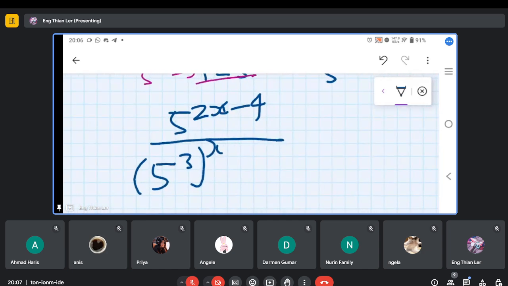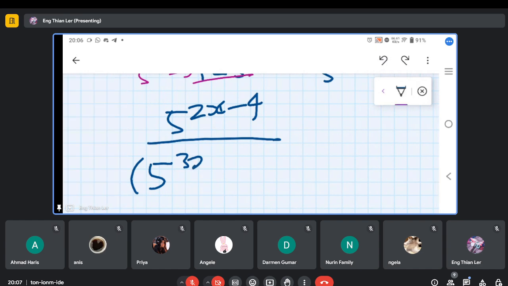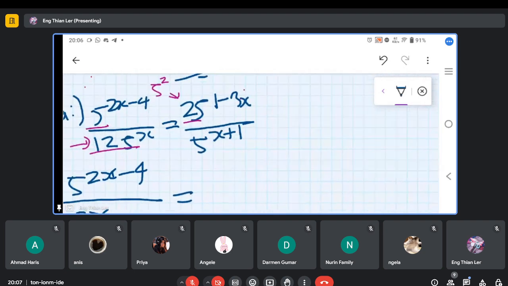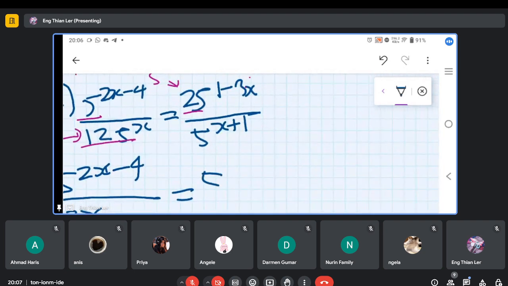When we raise a power to something, we multiply it. So this can be written as 5 to the power of 3x. And just like that. Then the right side: 25 is also 5 squared. So this is 5 squared, and then everything to the power of 1 minus 3x.